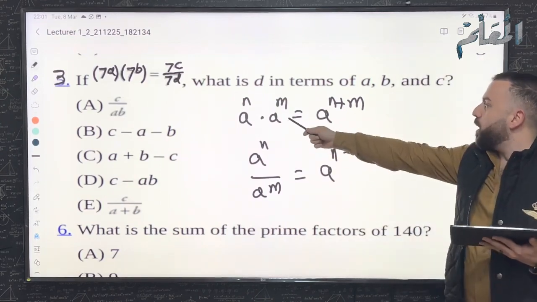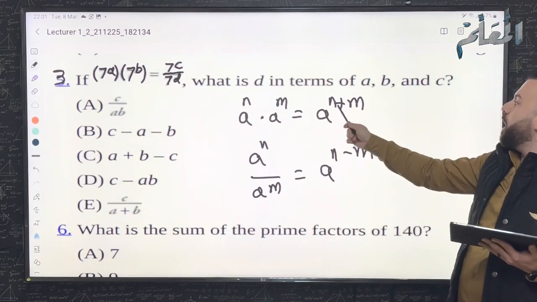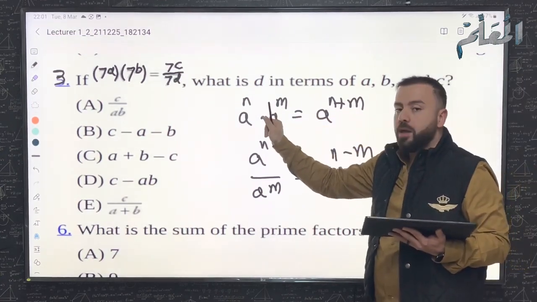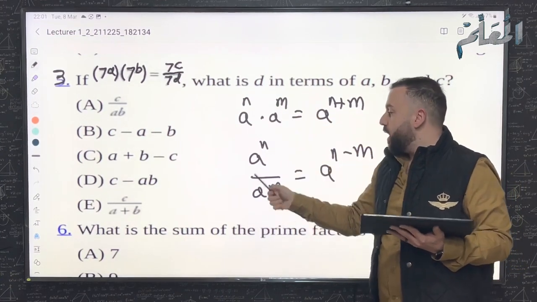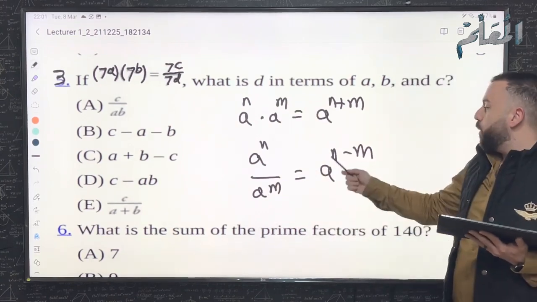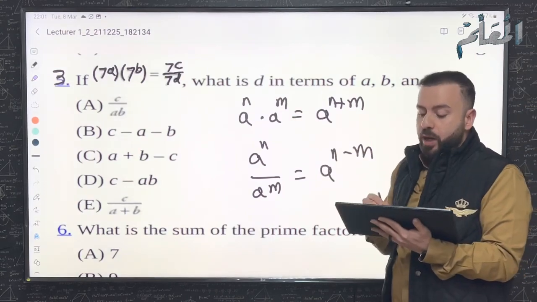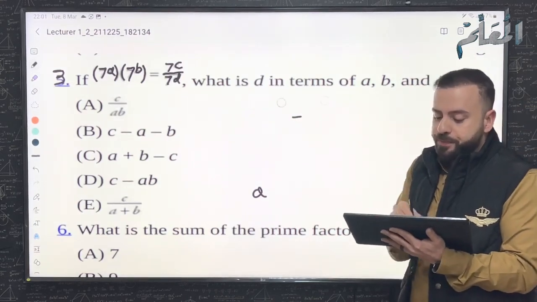Okay, so a power n times a power m is going to be a power n plus m. That's if you multiply exponents, we add powers. And if you divide, we subtract powers. Remember this. So I want to apply this to the question. Check this, guys.